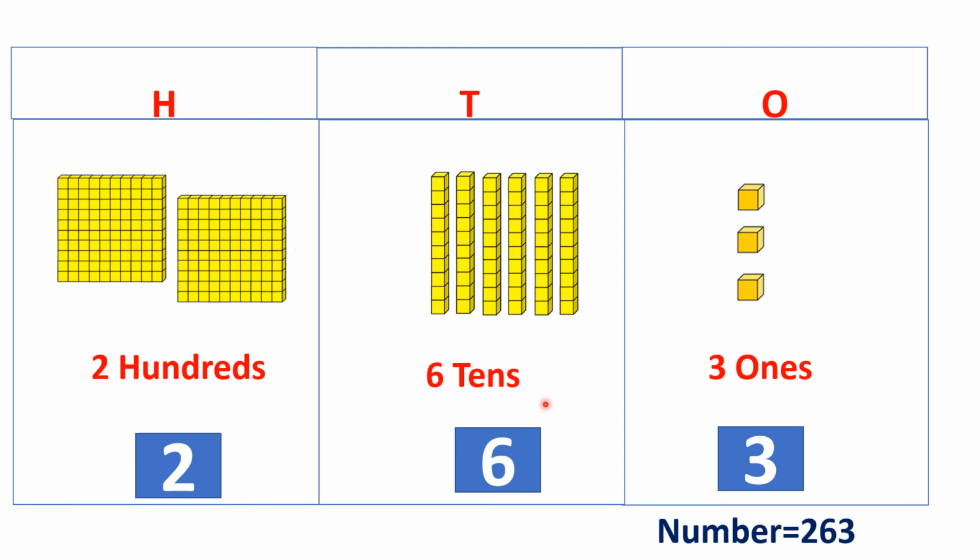It means 263 consists of 3 ones, 6 tens and 2 hundreds. So the place value of 2 is 200, and 6 is 6 tens which is 60, and 3 is 3 ones which is equal to 3.